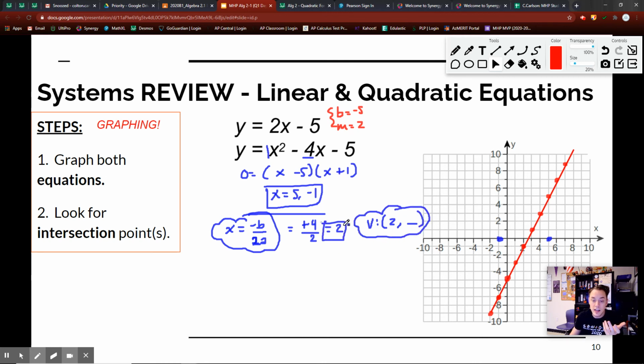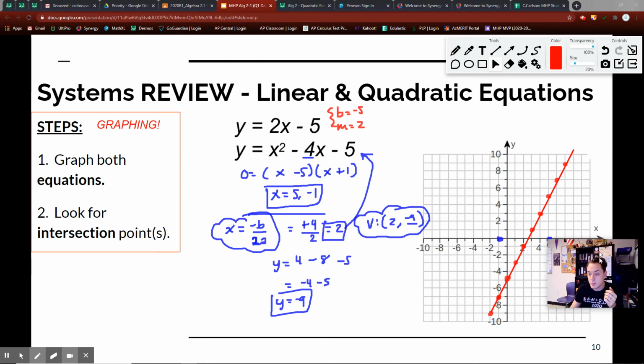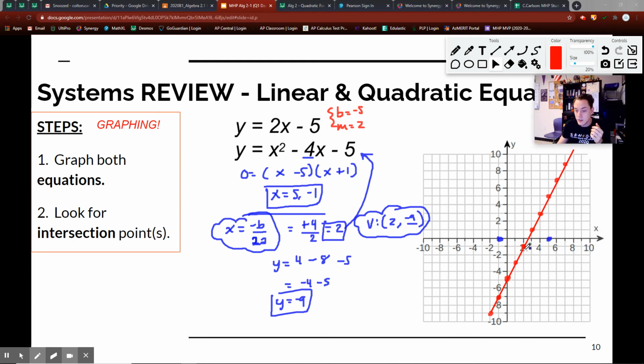So I take this 2 and I just plug it back in here. So y equals 2 squared for x squared. 2 squared is 4, and then minus 4 times 2 is -8, and then -5. Order of operations tells me this is -4, and then -5, which is -9. So this is the y coordinate of my vertex, -9. Let's go to town and plot that. So 2, and then -9, all the way right here.